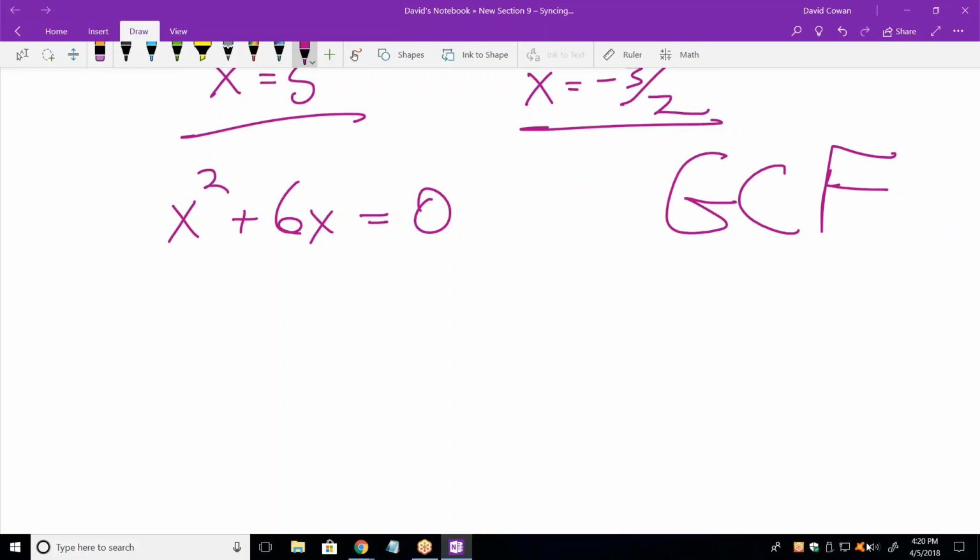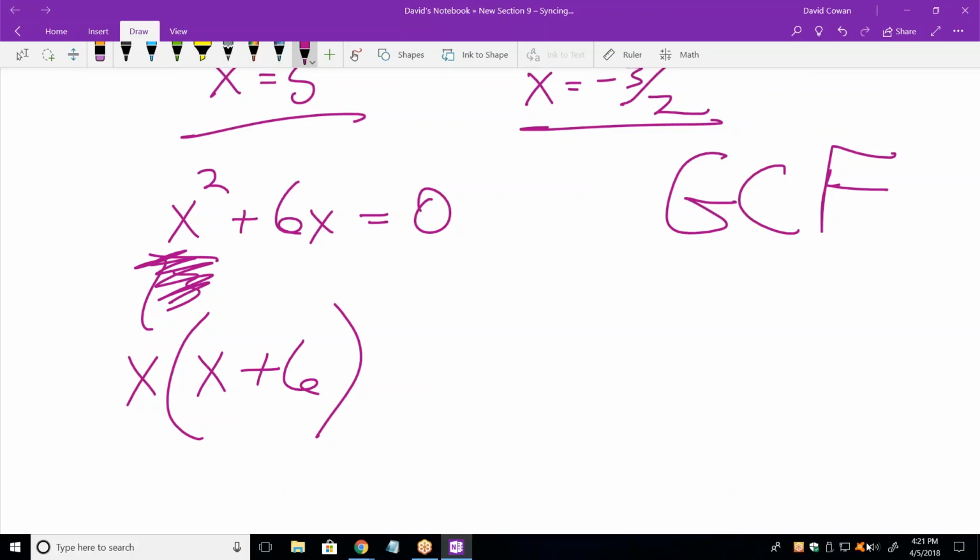I would say 3? First of all, a greatest common factor has to divide into both terms evenly. 3 does not divide into x squared. But I do not know then. x is the greatest common factor. Oh. I thought it would have to be a number. Nope. And notice this now gives us the product of two things equals 0, so we can use the zero product rule.